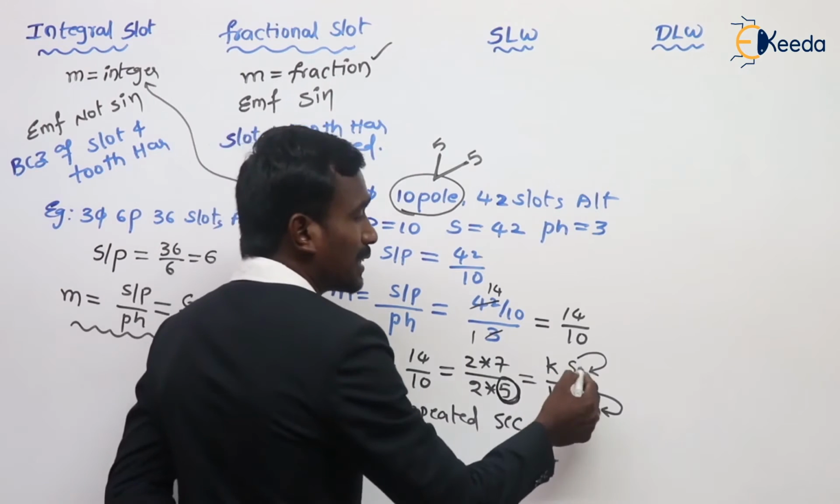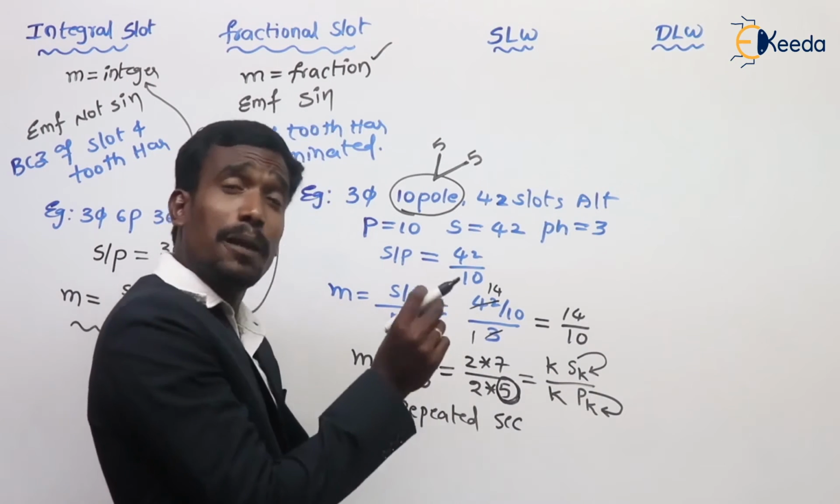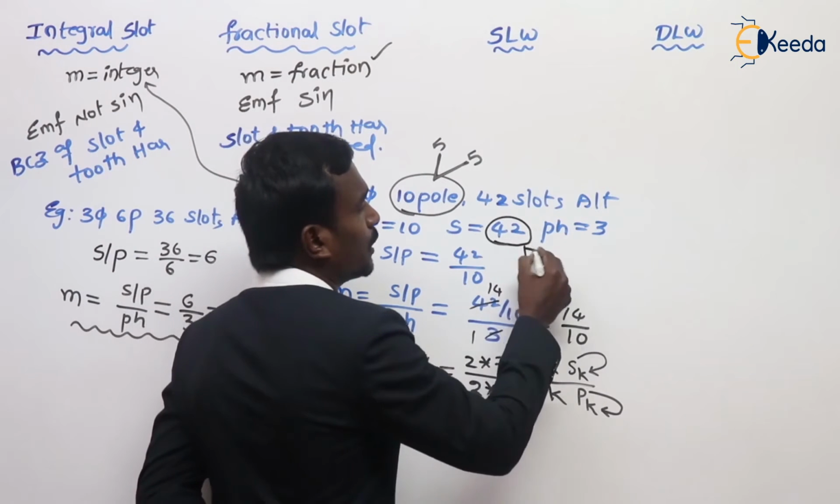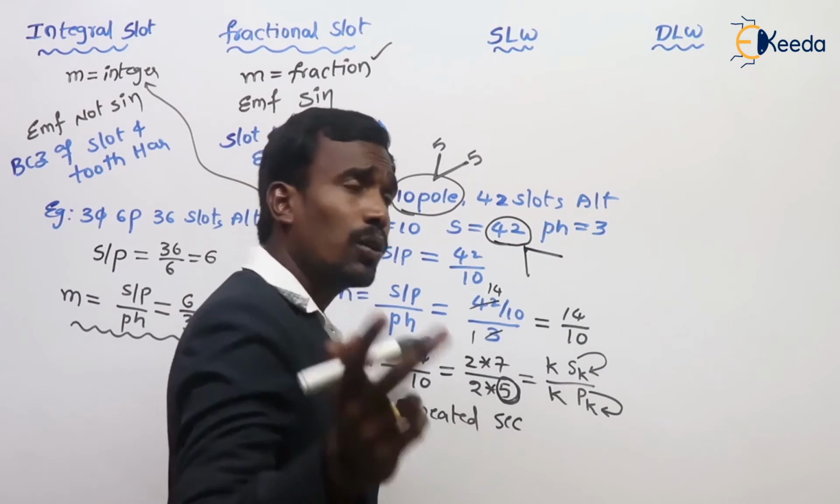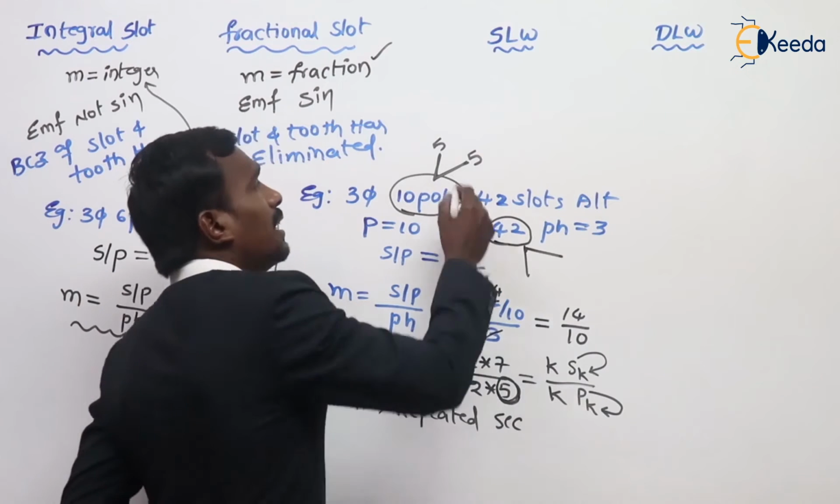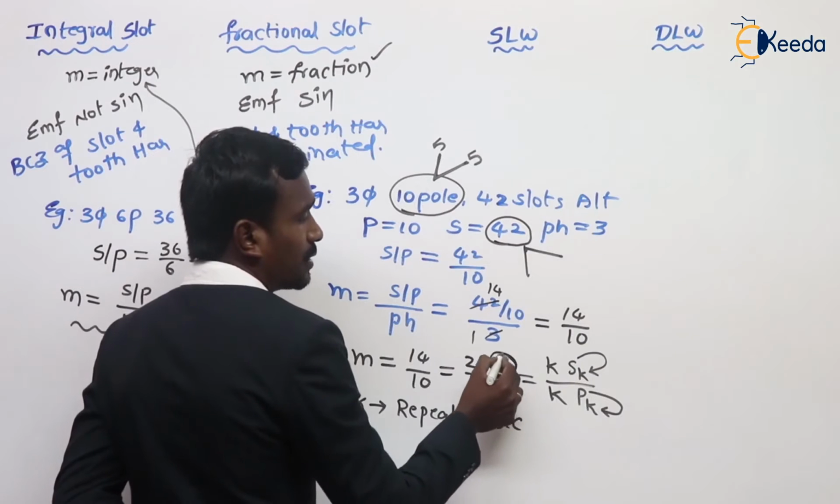And Sk, the number of slots for each repeated section. Actually, how many slots are there? 42. This 42 is divided into 2 parts, yes or no? So 21 each. Like that, here repeated is 7, 7 of each.